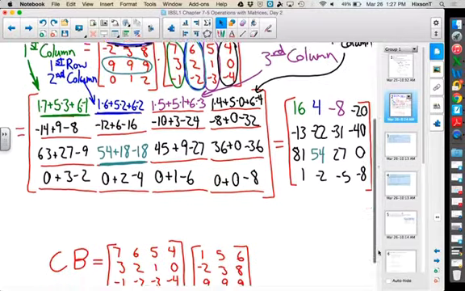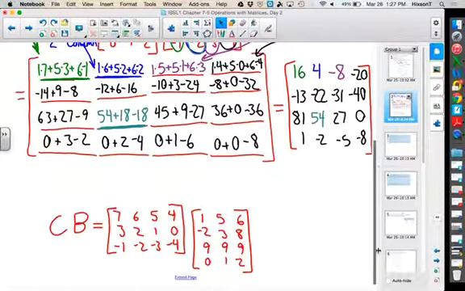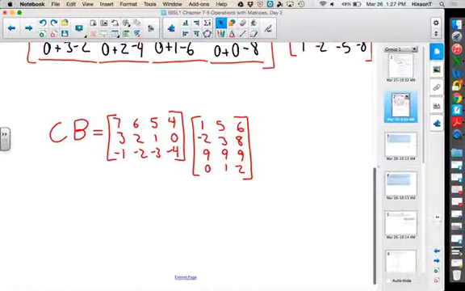I want to give you guys a couple minutes. We're actually going to turn this around. C times B. Now, what should our solution be? It's opposite. It'll be a 3 by 3.